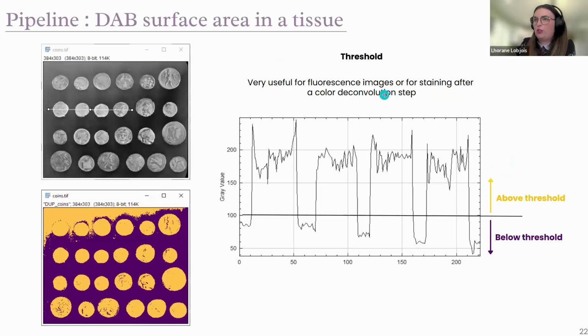If you don't know what a threshold is, it's to put a class on each pixel. So you select a value. For example, this one is 100, and all the pixels above this value will be, for example, positive, and below will be negative, as you see here.